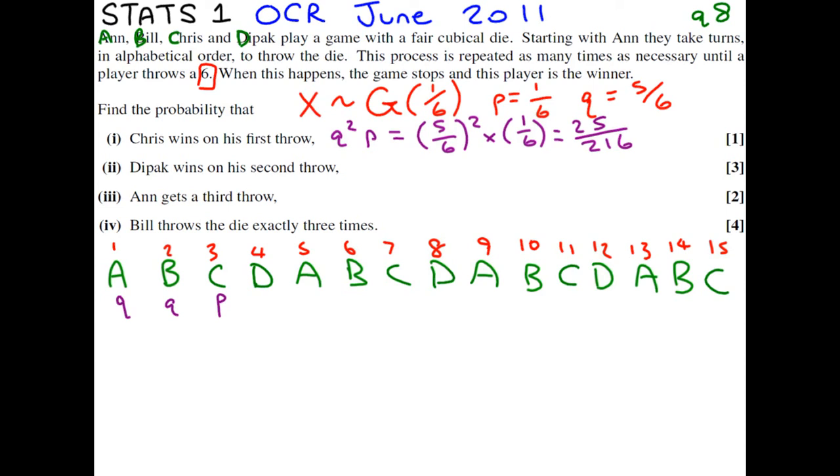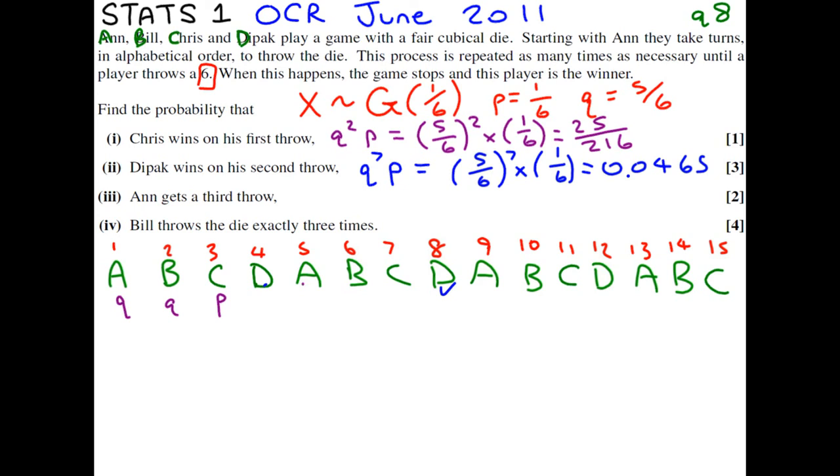Part 2: Deepak wins on his second throw. Let's look on the diagram at where we're up to. On his second throw, we want to win here. So we need to think that we've had 7 failures, so q to the power of 7, and then 1 success, times p. That's going to be (5/6) to the power of 7 times 1/6. As a decimal to 3 significant figures, that's 0.0465.